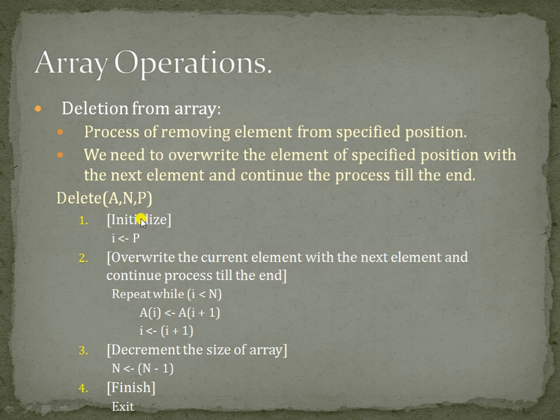In the first step, we'll set our I pointer to the position. We will overwrite the current element with the next element and continue this process till the end. And for that, I need to repeat while I less than n. A of I is equals to A of I plus 1, means the current element will be replaced by the next element, and I will increment the value of I. I will scan the next element.